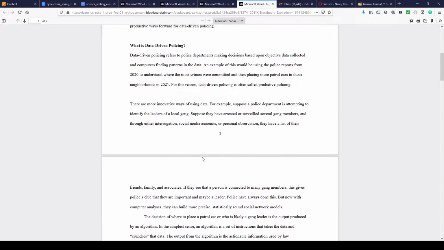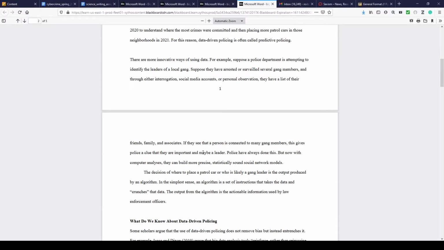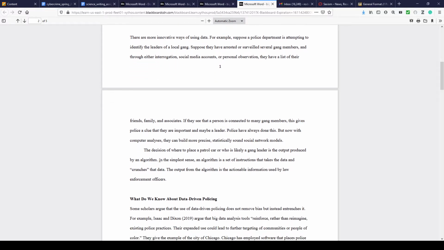Then I describe what it is. This is what data-driven policing is. Because I realized that algorithms were important and the idea of predictive policing, I had to kind of talk about this. For this reason, data-driven policing is often called predictive policing. I had to put that in there. I also had to talk about algorithms, because without those two things, just saying data-driven policing might not make any sense, right? So you have to make sure that you explain things.